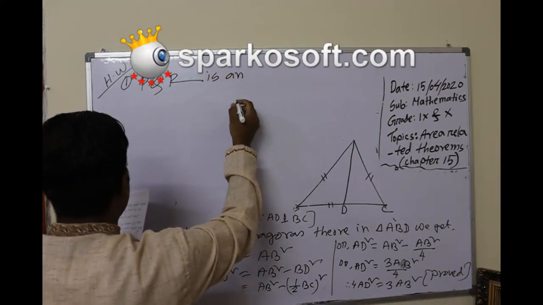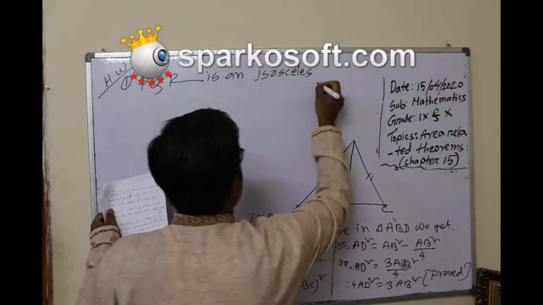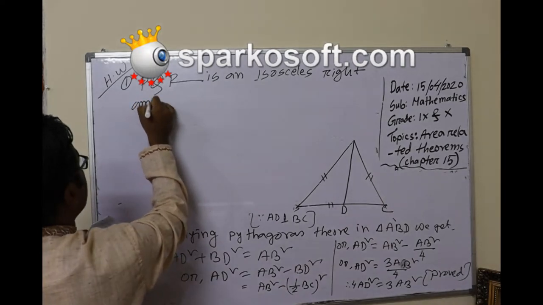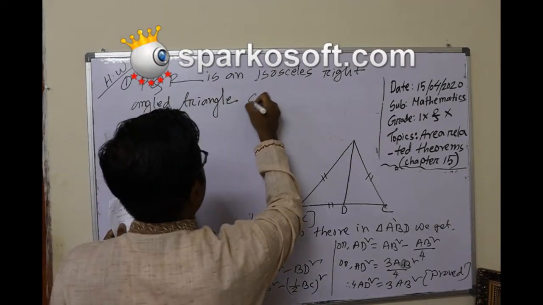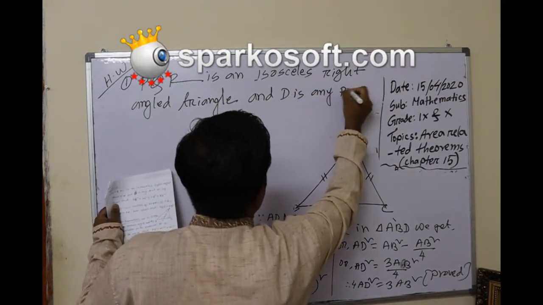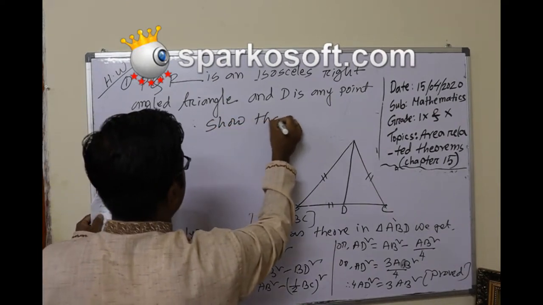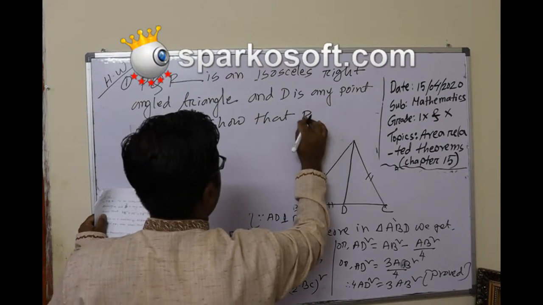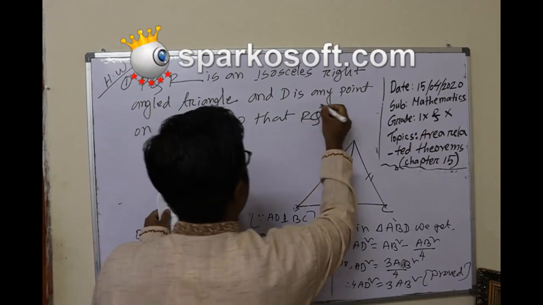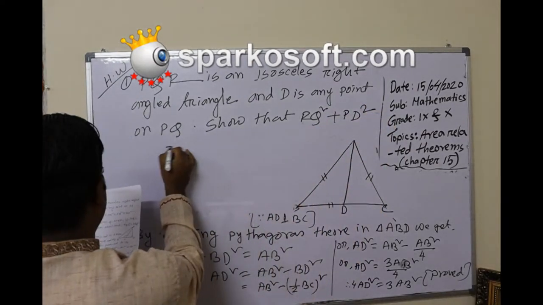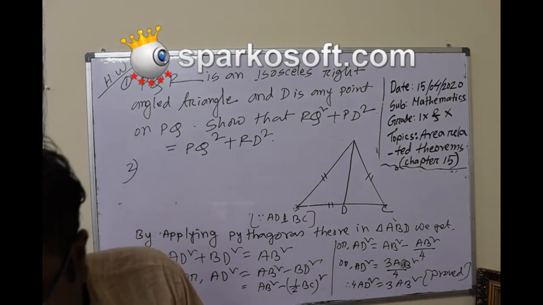PQR is an isosceles right angle triangle and D is any point on PQ. Show that RQ square plus PD square equal PQ square plus RD square. This one number one. Now let's move to number two.